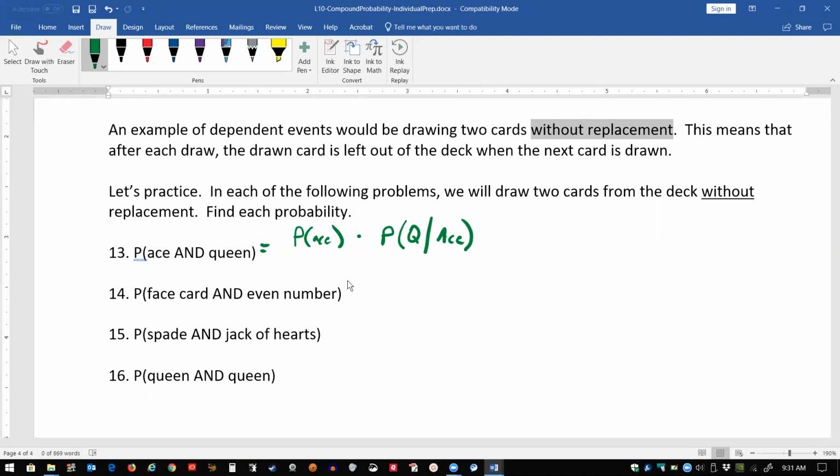That makes sense? Okay, the first probability is straightforward. There's 4 aces in the deck. There's 52 cards total, so 4 out of 52. But how is that second probability affected?